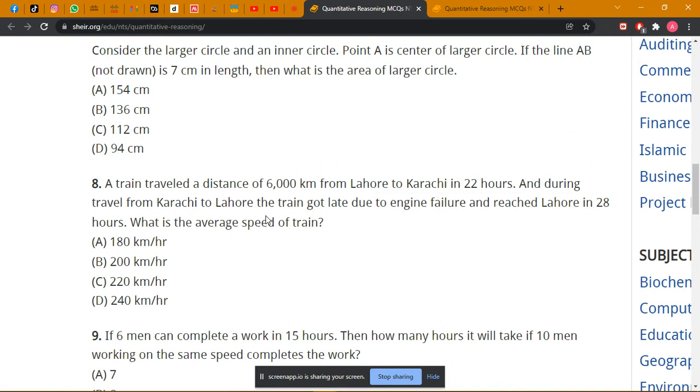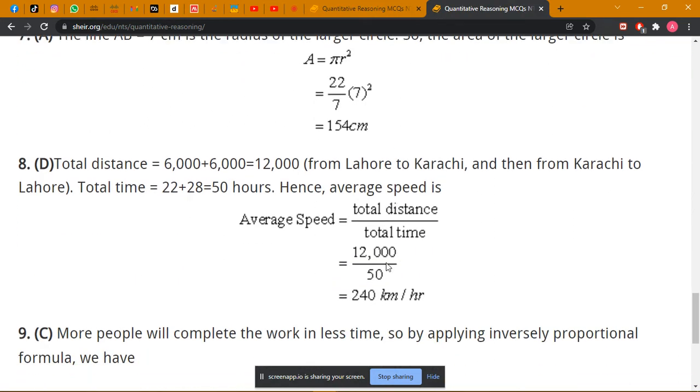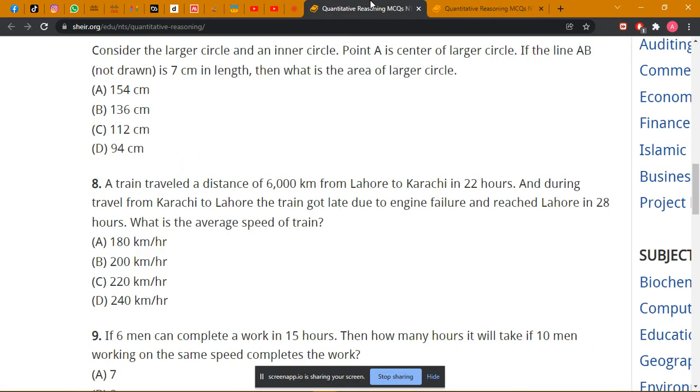Here, average speed means total distance over total time. So we got S1 plus S2 over T1 plus T2. S1 means 6,000 kilometer. The train moved from Lahore to Karachi and then Karachi to Lahore, so the same distance will be covered. So S1 plus S2 over T1 plus T2. S1 means 6,000 plus S2 means 6,000 over, we got 22 hours plus 28 hours, as we have to calculate average speed. So simply by putting the average formula, we got 12,000 over 50, and the answer is 240 kilometers per hour. So moving on to the next MCQ.